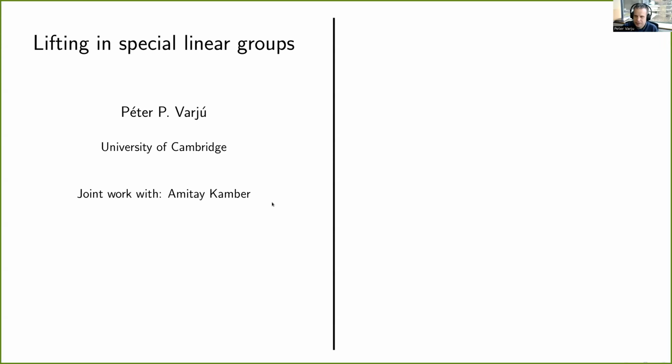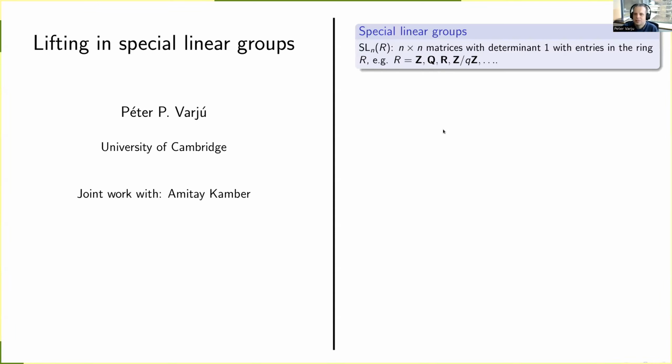And let me explain what this talk is about. So I consider the special linear groups, which is SL_n(R), where R is a ring. In this talk, it's going to be the integers, the rationals, the real numbers, or Z mod QZ. And I'm looking at n by n matrices with determinant 1. And this forms a group.